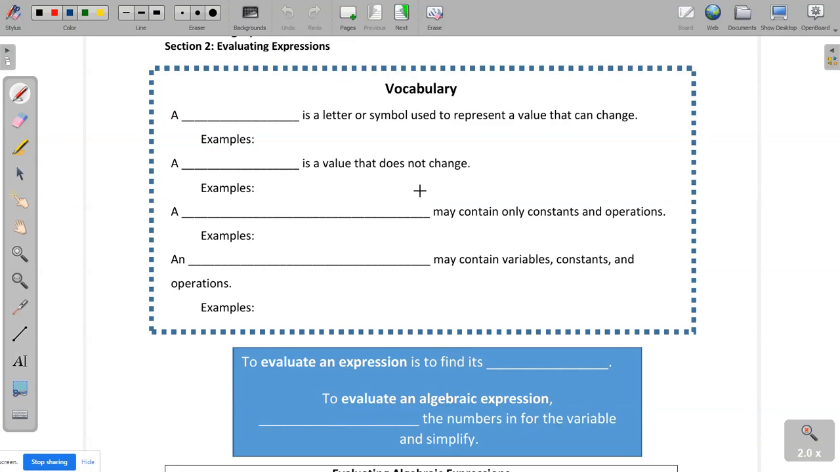Today, we're going to be looking at evaluating expressions. So let's first take a look at some vocabulary terms.